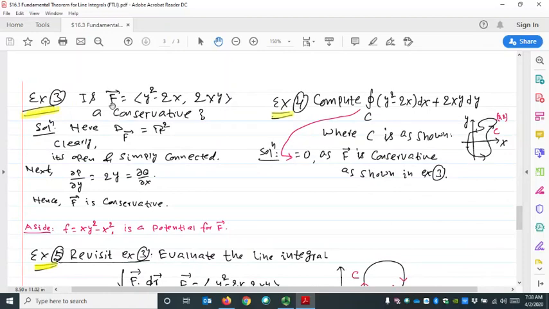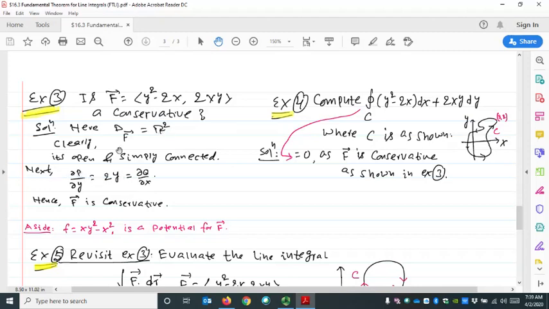Is the given vector field conservative? Now I am going to use one of the equivalence relations to answer this question. Here the domain of f is R squared, which is open and simply connected. It's also defined on the whole R squared.